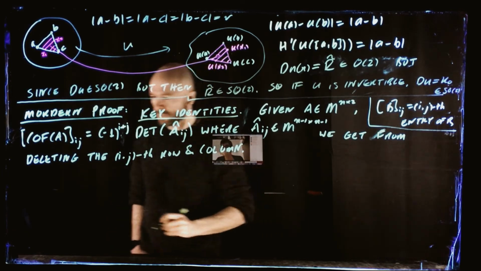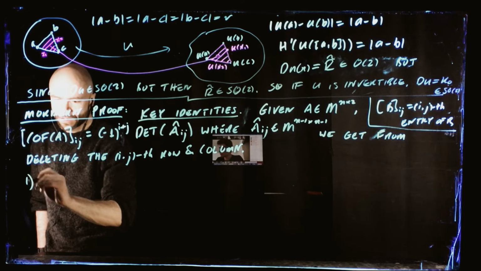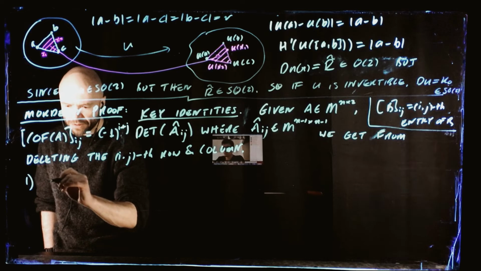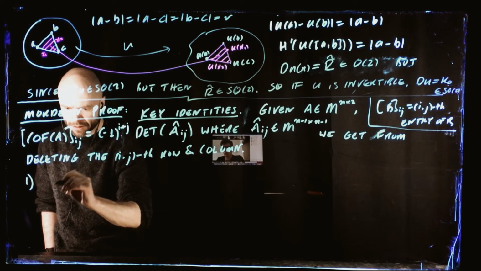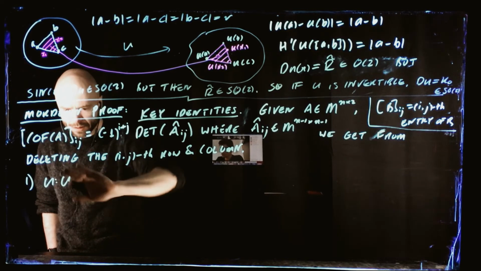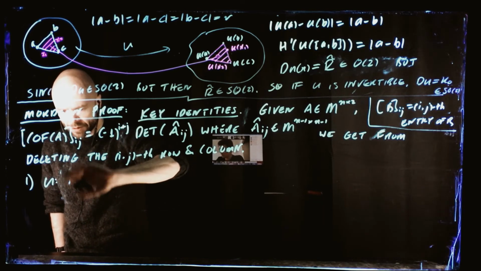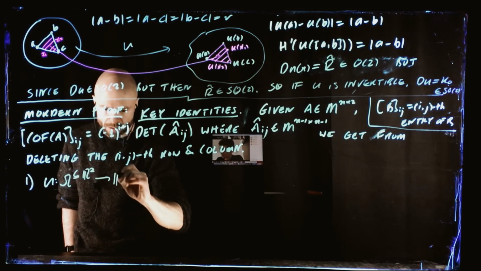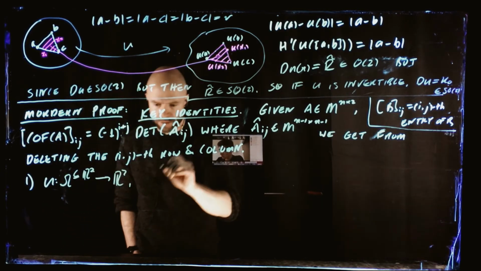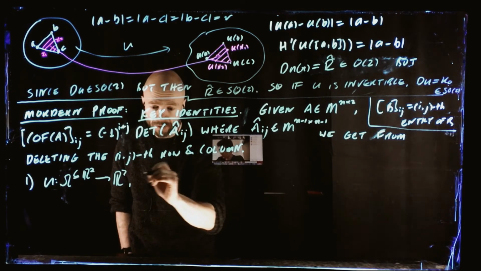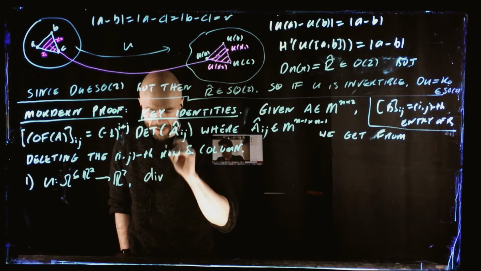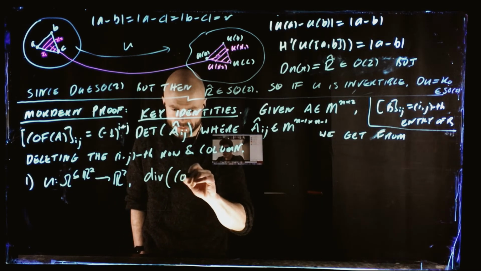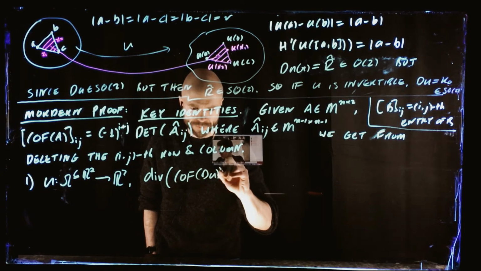Okay, so first identity. We'll just do this in 2 by 2, but it's true in generality. So if U belongs to omega, which is in R2, into R2, then its matrix is obviously a 2 by 2, right? So if we form the cofactor matrix, then I claim the divergence, and I'll explain what this means in a second in the context of a matrix, the divergence of the cofactor matrix of du is 0.